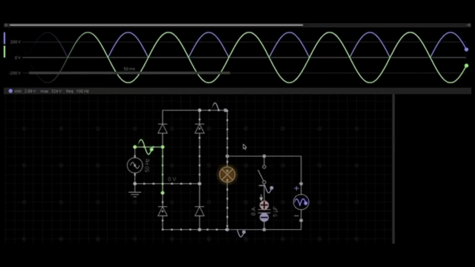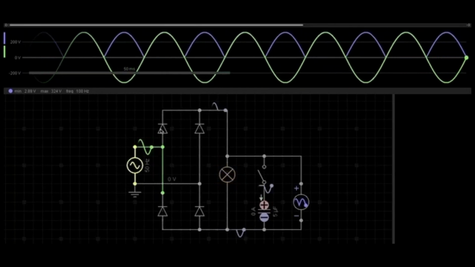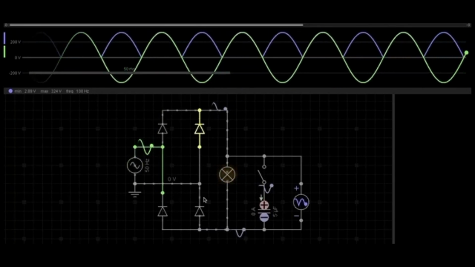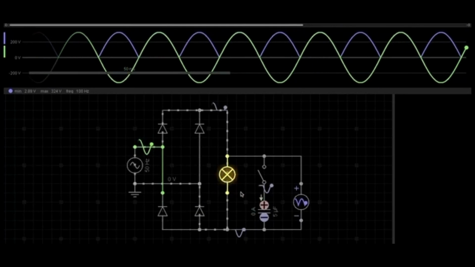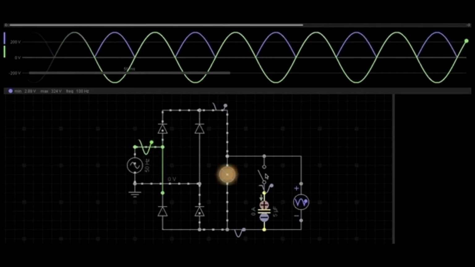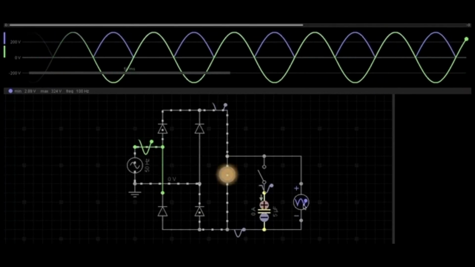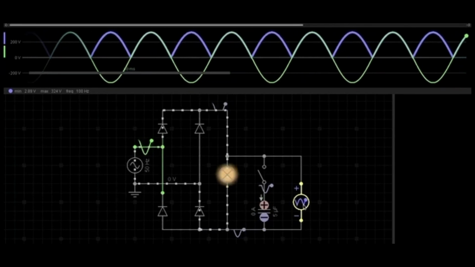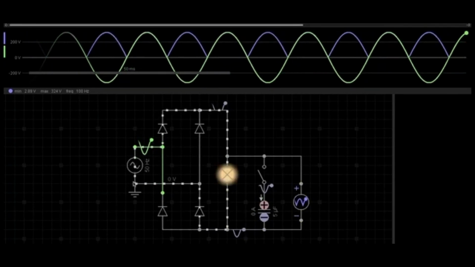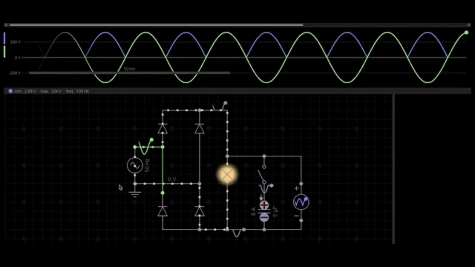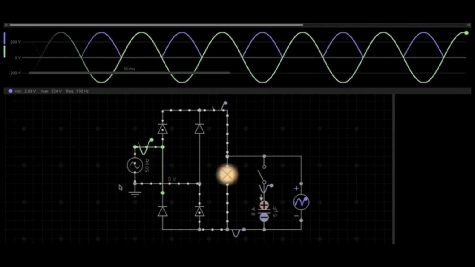This is a full wave rectifier circuit where you can see the source, you can see 4 diodes, an electrical bulb, a capacitor and a switch connected over here with a voltmeter across the electrical load. So what is a full wave rectifier? A device which converts AC to DC.